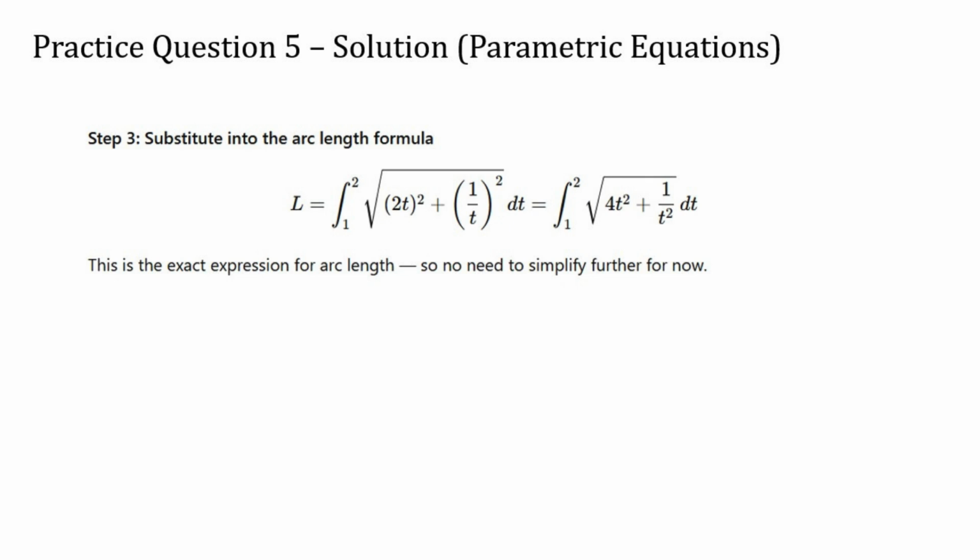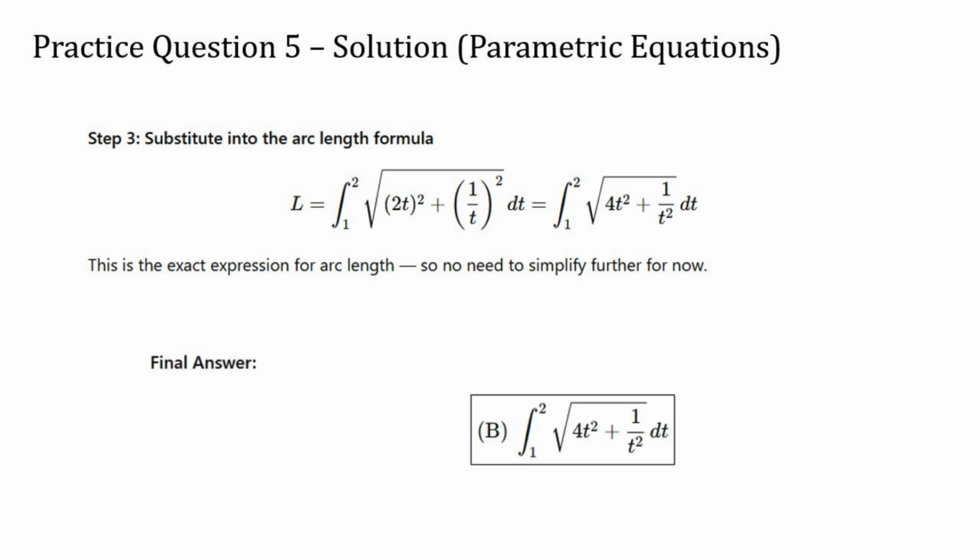Now we apply the arc length formula. Since the question only asks for the expression and not the evaluated number, we do not simplify it any further after squaring the x and y component derivatives. Therefore, the correct answer is the integral from 1 to 2 of the square root of (4t squared plus 1 divided by t squared) with respect to t. This expression matches option B.